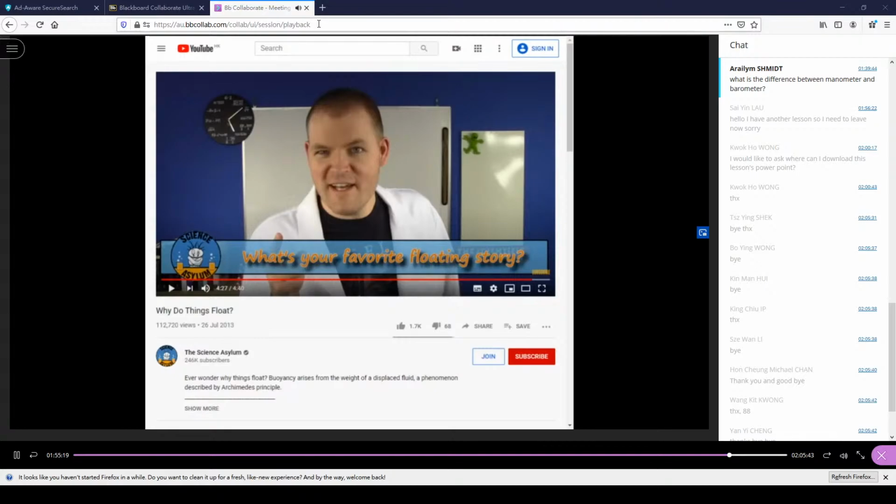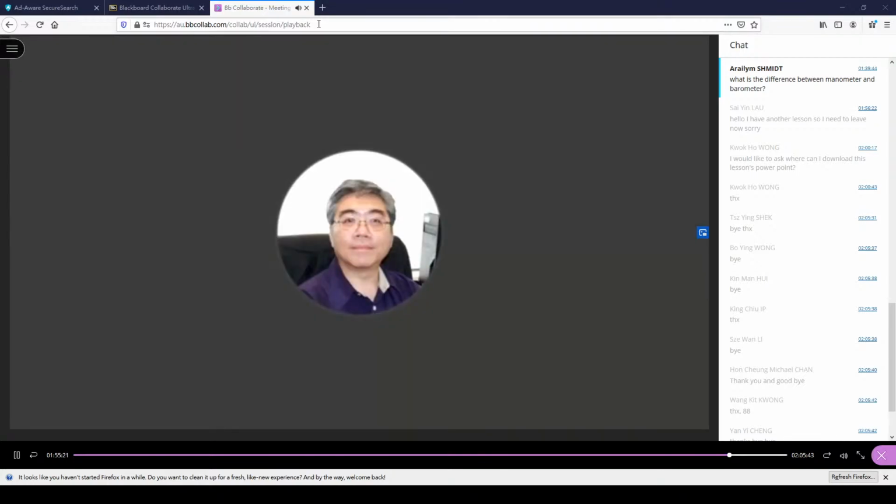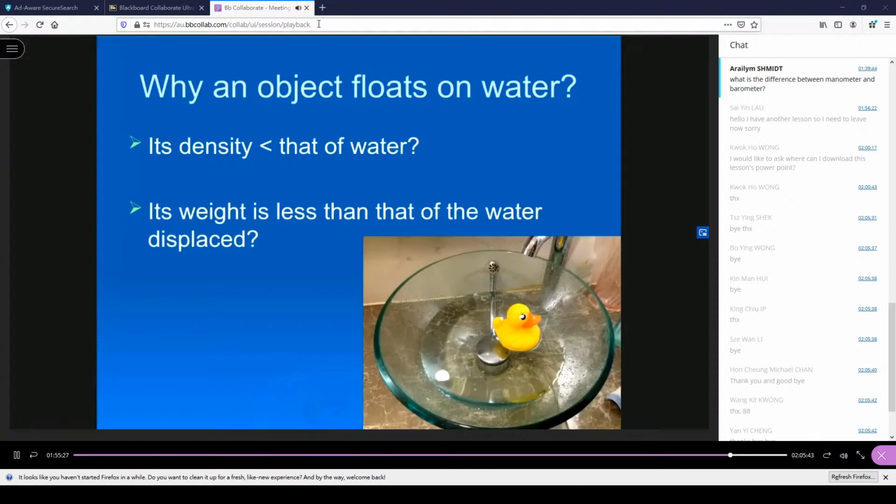So I repeat the question here. Why does a rubber duck float on water? Right? Rubber duck. What makes a rubber duck float on water? Okay, so the first question is, is it density? Is it because of density?